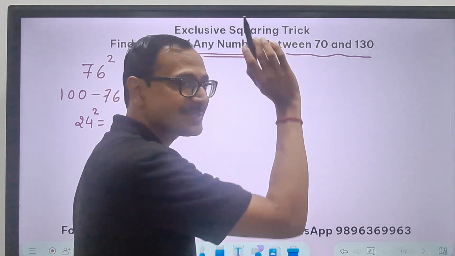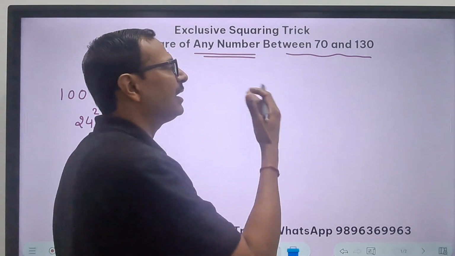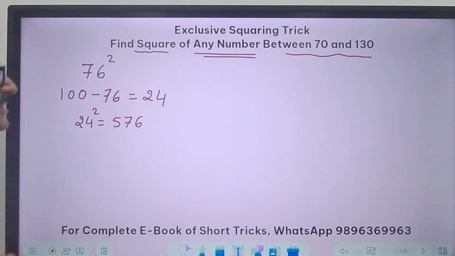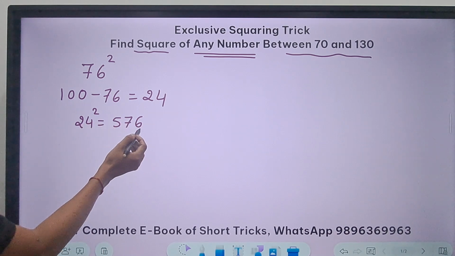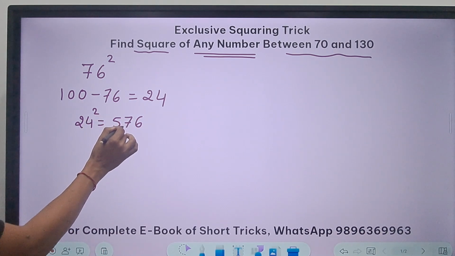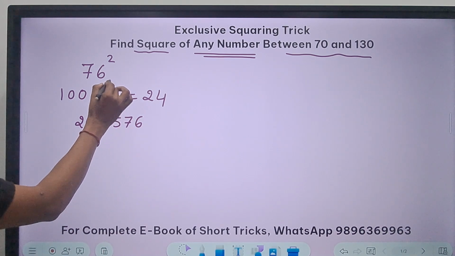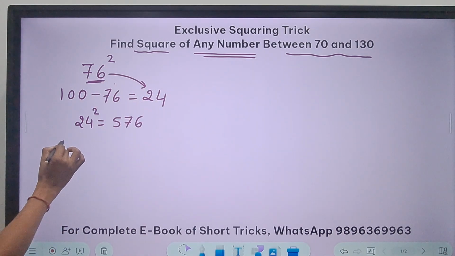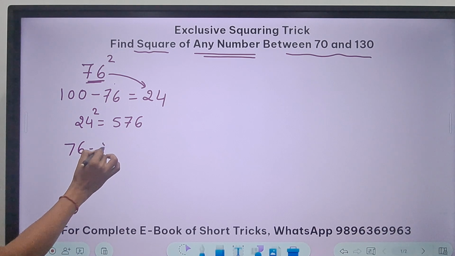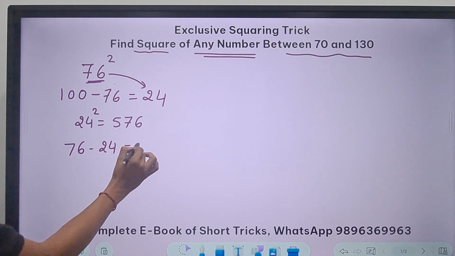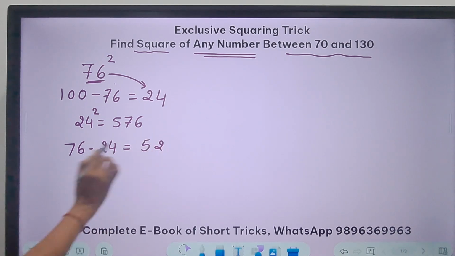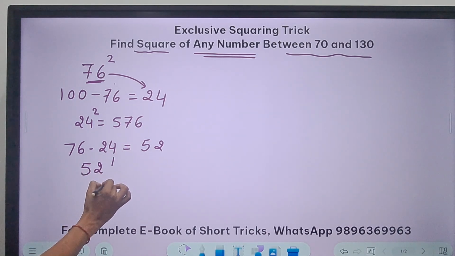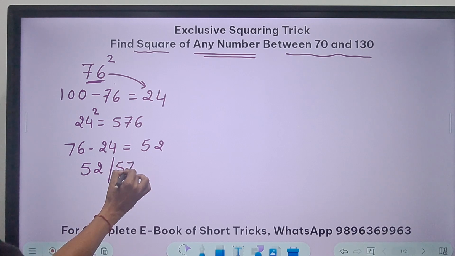30 less than 100 is 70, because remembering the squares beyond 30 is a difficult task. That is the reason. So 24 square is 576. I'll come back to this later. Now this number 76 and the deficit, that is 24, if you take the difference of these two numbers, you will get what? This is 52, right? Just write this 52 and write this number 576.